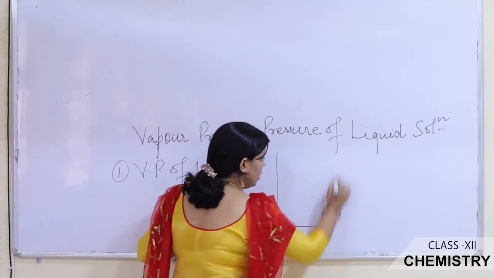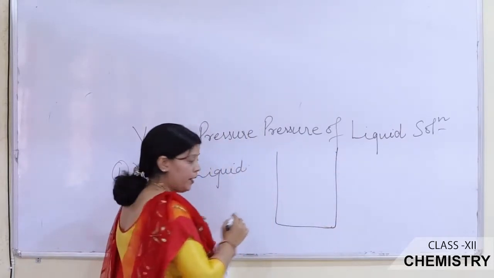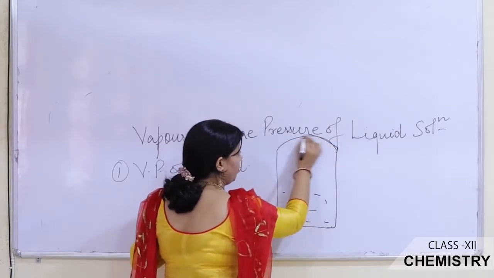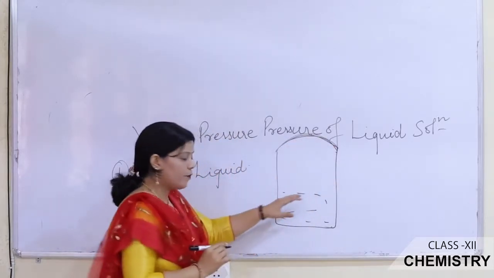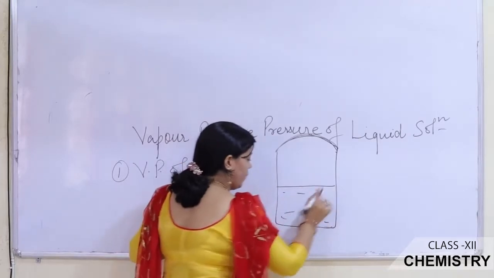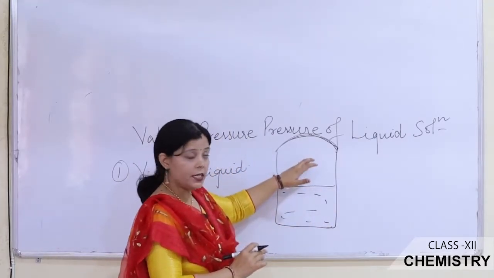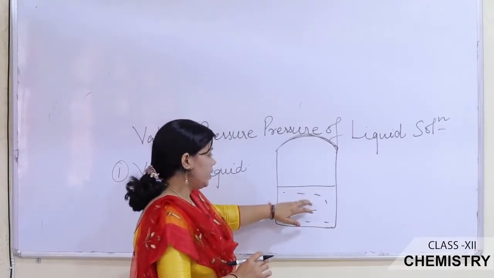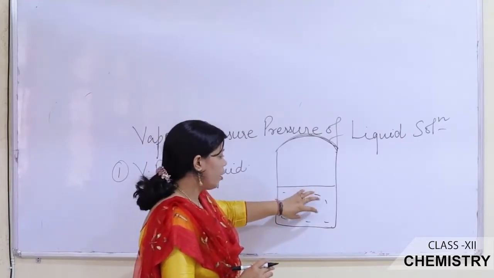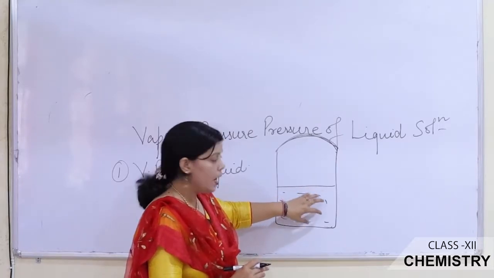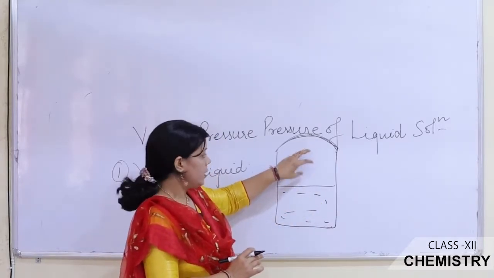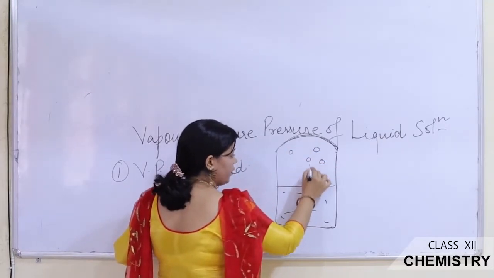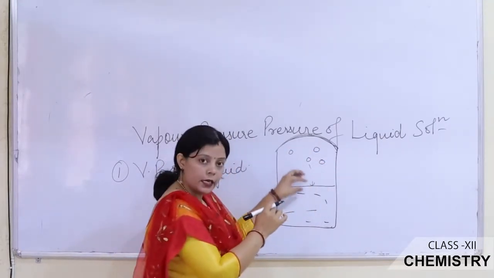Suppose a liquid solvent is taken in a beaker and that beaker is covered from the top. A part of that liquid evaporates and fills the space which is available to it. Initially, the number of molecules in the vapor state gradually increases, and some of the vapor molecules strike the surface of the liquid and get condensed there.